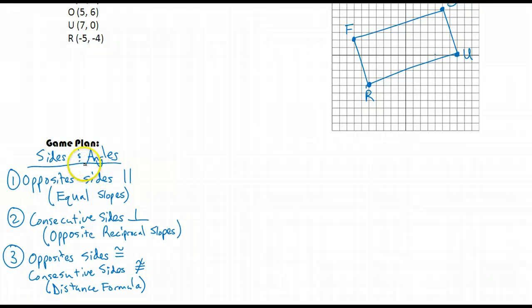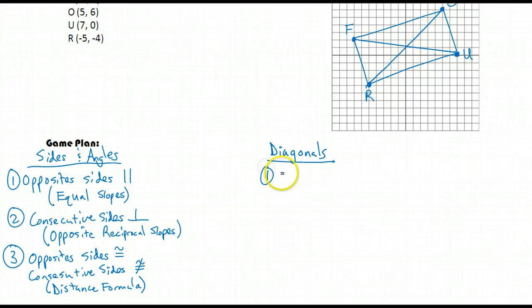A second way to prove that we have a rectangle is to look at the diagonals. The diagonals of a rectangle will have certain properties. The diagonals of a rectangle have to bisect each other. To prove that these diagonals bisect each other, I'm going to find the midpoint of each diagonal and show that the midpoints are the same. To find the midpoints, I'm going to use the midpoint formula.